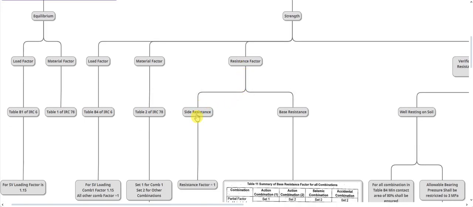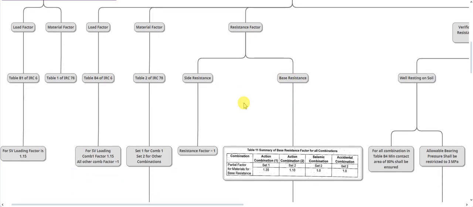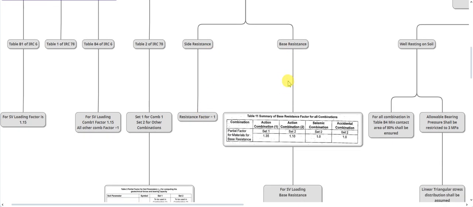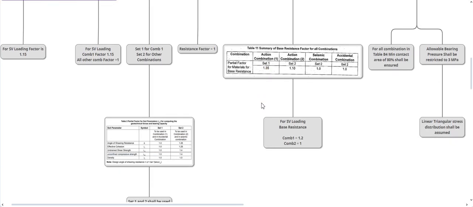Secondly, we move on to the resistance factor. Now resistance factor has two subdivisions. First one is the side resistance and second one is the base resistance. For side resistance, the resistance factor is 1, and for base resistance, we shall refer to the table 11 given in the IRC 78 part 2. And there are also some modifications for the case of SV loading. In case of base resistance, for combination 1, we shall take the factor as 1.2, and for combination 2, we shall take the factor as 1.